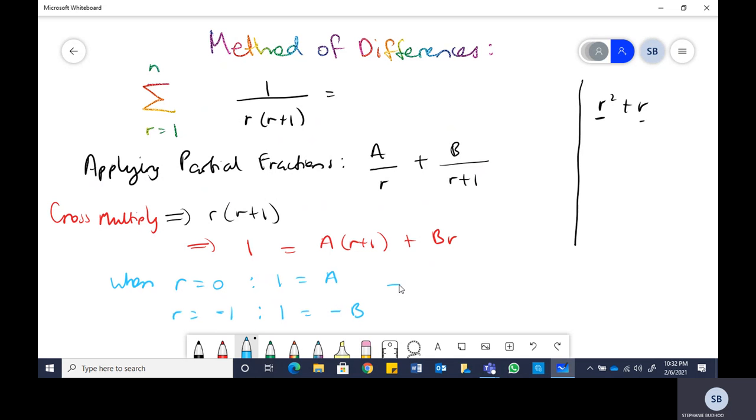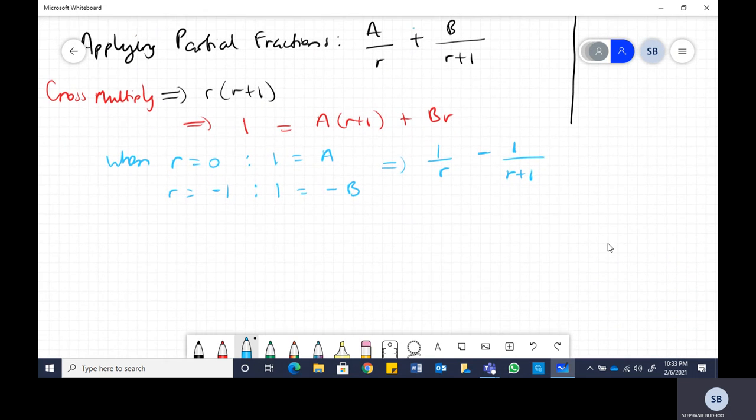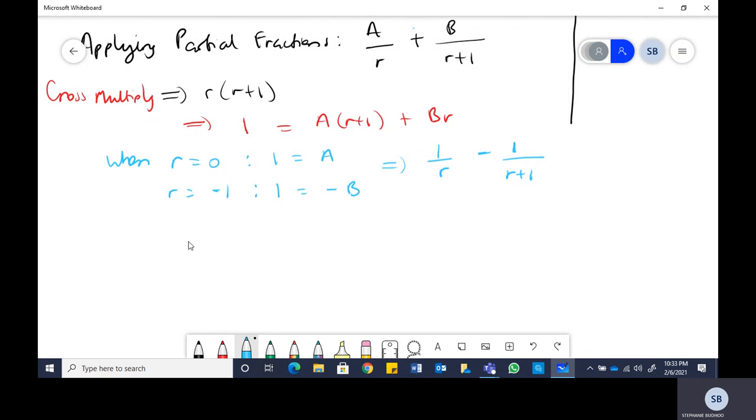So there, we got the value of a and b. So splitting this thing up into partial fractions gives us 1 on r minus 1 on r plus 1. B was negative 1 here, so I just wrote my minus sign. I changed this plus into a minus sign. Okay, so we have created a new way to rewrite our original question.